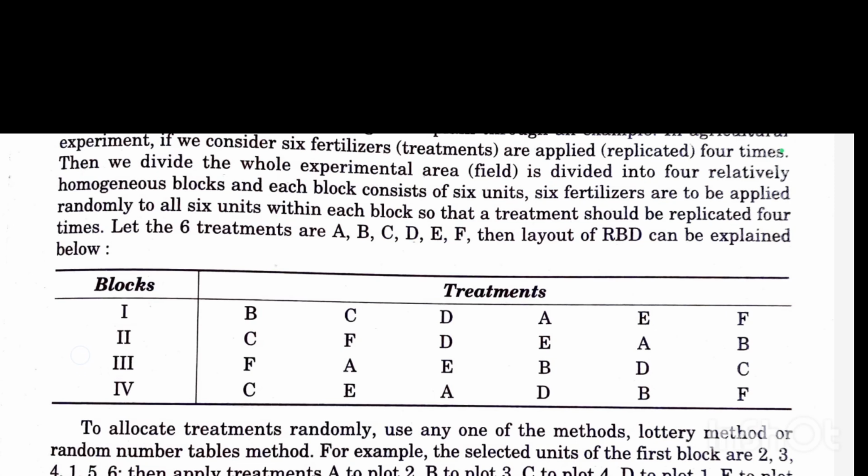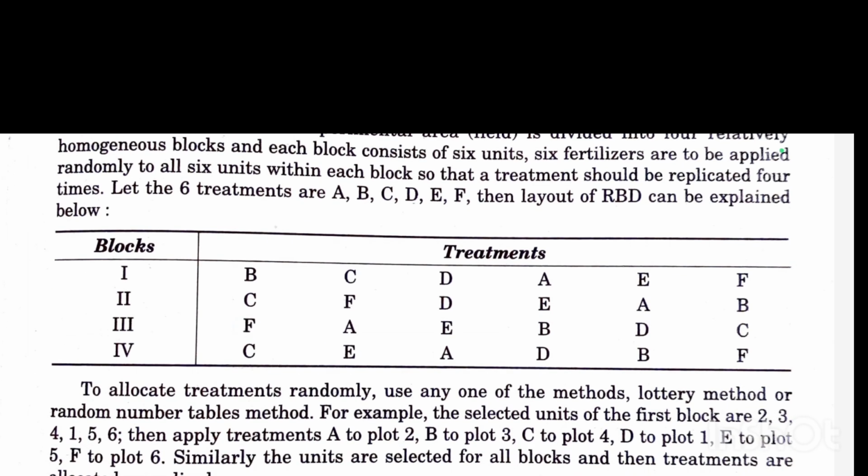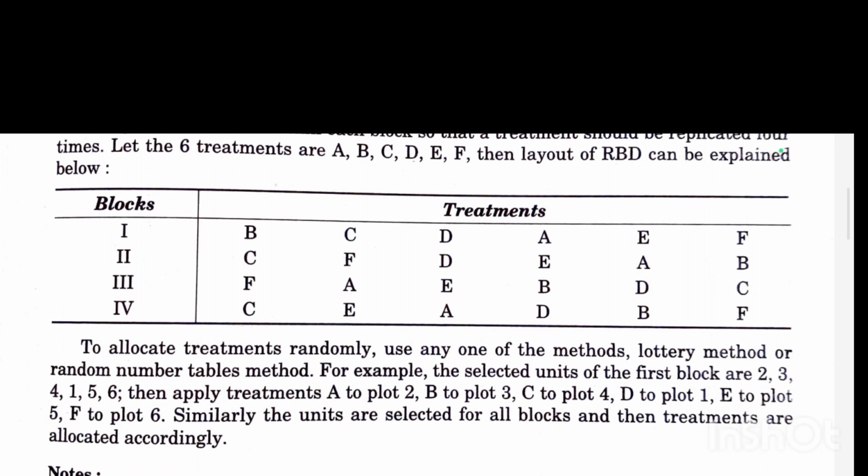Okay, then we divide the whole experimental area field into 4 relatively homogeneous blocks, and each block consists of 6 units. Yes, 6 fertilizers, 6 units are to be applied randomly to all 6 units within each block, so that a treatment should be replicated 4 times. Let the treatments be A, B, C, D, E, F.